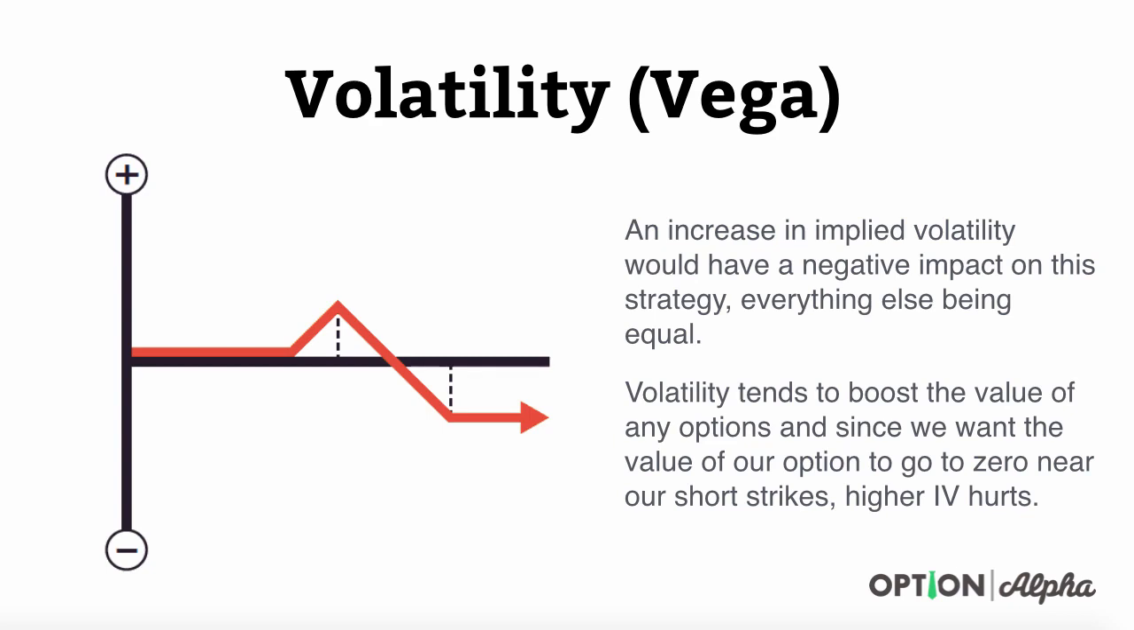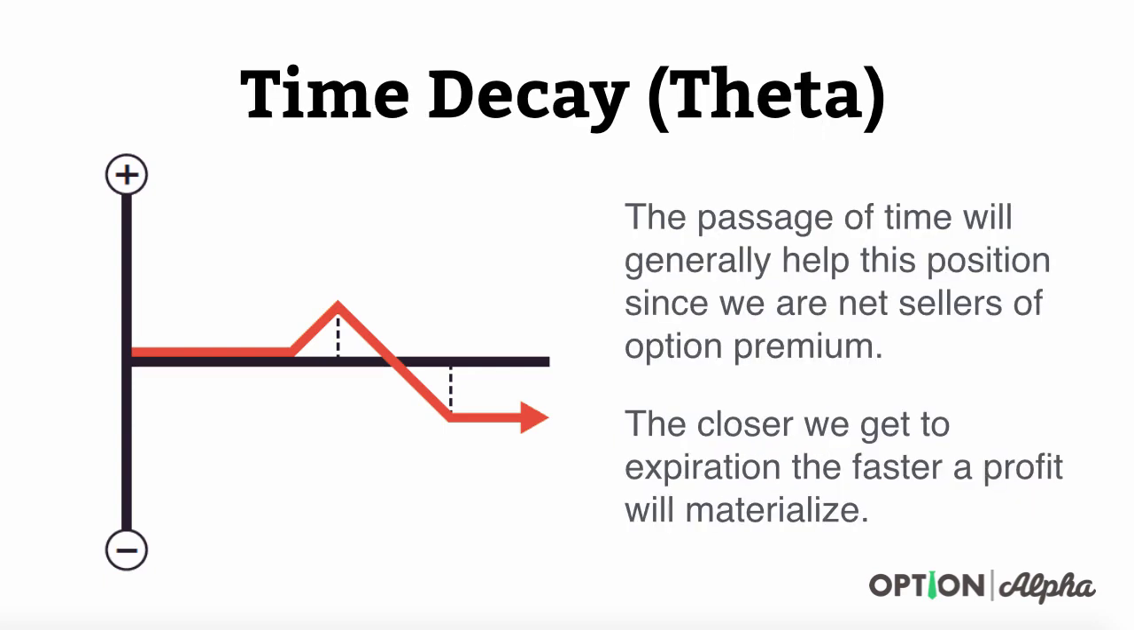Volatility increasing will generally have a negative impact on the strategy. Again, because we are selling options, we want to see implied volatility go down. So if implied volatility goes up, then it's going to hurt our short strikes, which are very close to where the stock is trading right now.